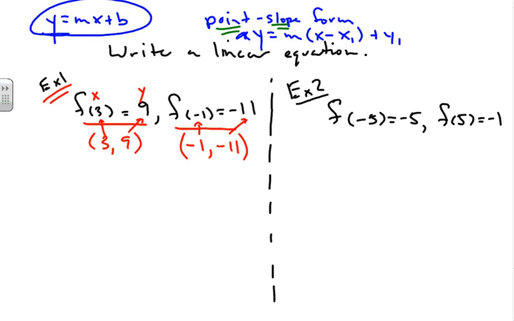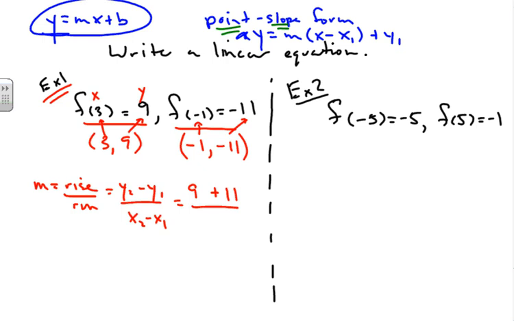Now from here, we've got to find our slope. Now slope is rise over run. And when you have rise over run, that is y2 minus y1 over x2 minus x1. So to help us figure this out, we're going to take our 2 points. It doesn't matter which order they're in. And we can go like this: 9 minus, or plus, that would be 11, because it's minus -11. And we have 3 minus, or plus 1, because it's -1. And what we have now is going to be 20 over 4, which gives us a slope of 5.